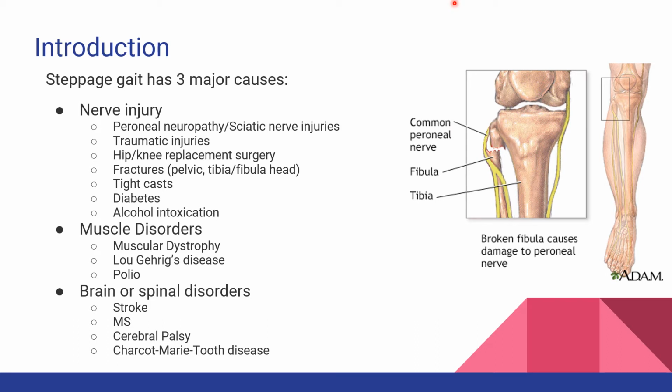For muscle disorders, these include things like muscular dystrophy, Lou Gehrig's disease, and polio. And then for brain and spinal disorders, these include stroke, MS, cerebral palsy, and Charcot-Marie-Tooth disease.